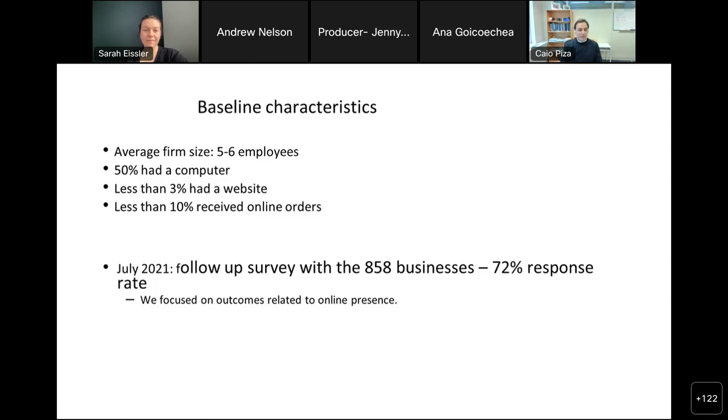We then conducted a follow-up survey in July 2021 with all these firms, 858 businesses. We had a response rate of 72%. And in the survey, we focused on outcomes related to online presence, because the idea here is just to know if firms are actually adopting or selling online or adopting technology to be able to sell online.